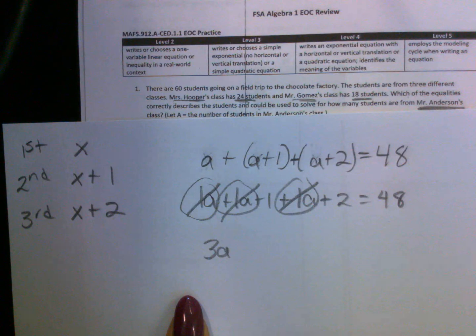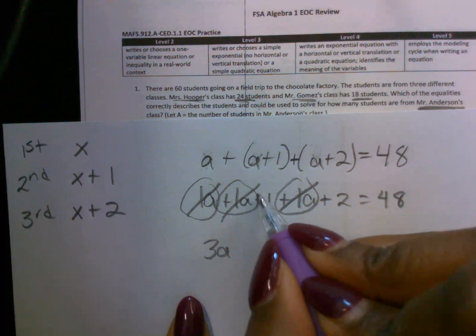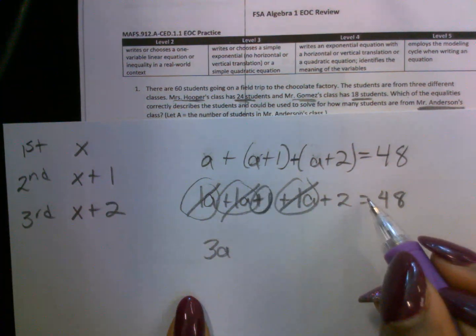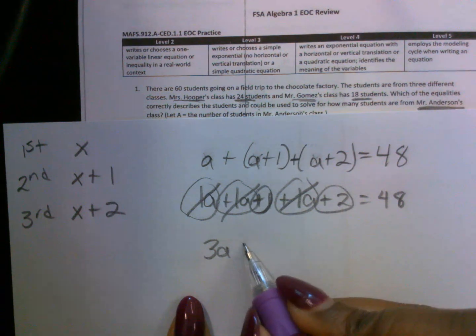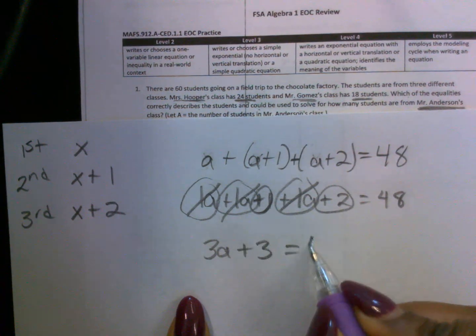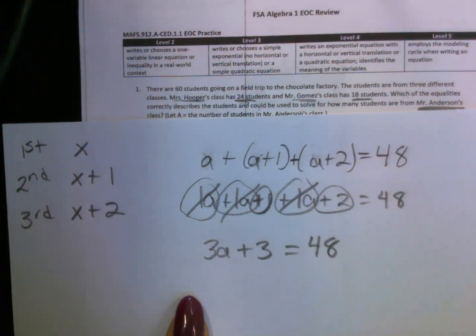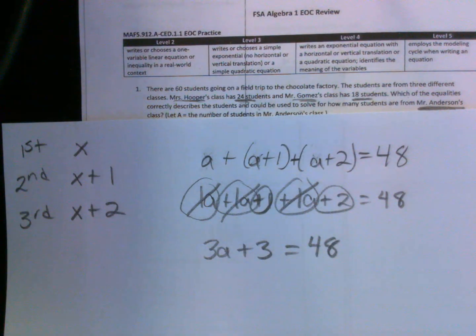So we've added all the A's together. What else can we add together? 1 plus what? 2. What's 1 plus 2? So this is plus 3. Bring down the equal and the 48. Any questions about combining like terms there? Are y'all okay with that? So now let's solve for A.